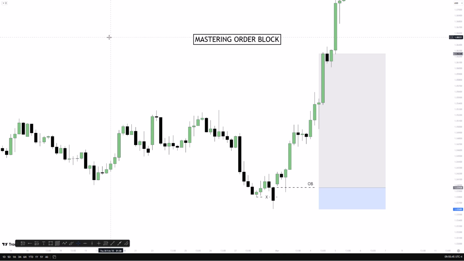We are going to talk about something really important in trading called the order block. If you have ever struggled to find a good entry point, or wondered why price changes direction at certain levels, this video will help you understand why. I will explain what order blocks are, how to spot them, and how you can use them to make better trades.